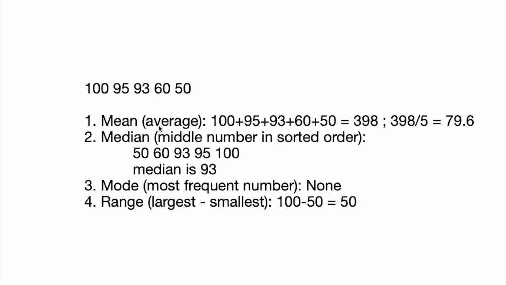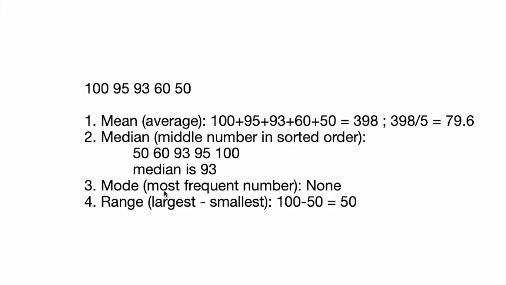Now mean, which is average: you would have to sum all the marks in the data set, which is 398, and then divide it by the total number of data points in it. In this case there are five data points, so the average or mean is 79.6 for this data set. Then the second statistic is median, which is the middle number in sorted order. So you have to sort this data set: 50, 60, 93, 95, 100, and the median is 93.